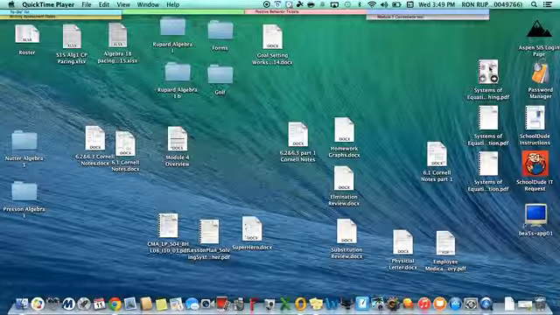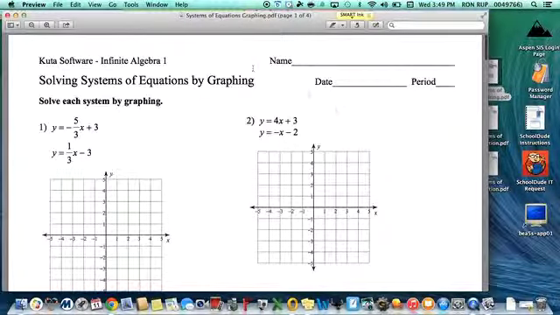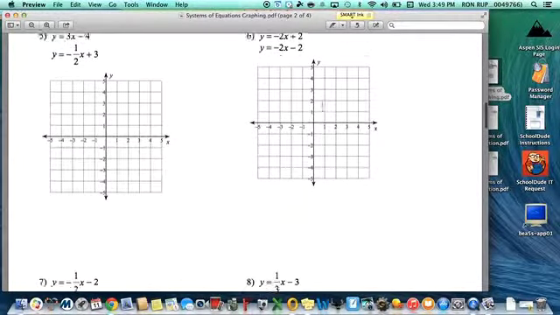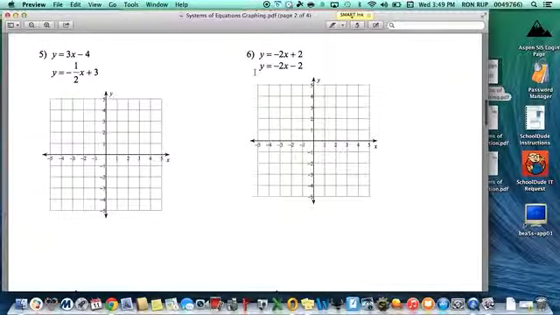Okay, so we are going to look at solving systems of equations by graphing. We are going to look at number 5 and number 6 from the homework. First, let's look at number 5. If you get confused on any of this, you can rewind it, rewatch it until you finally understand. Or you can look at the Khan Academy tutor links.